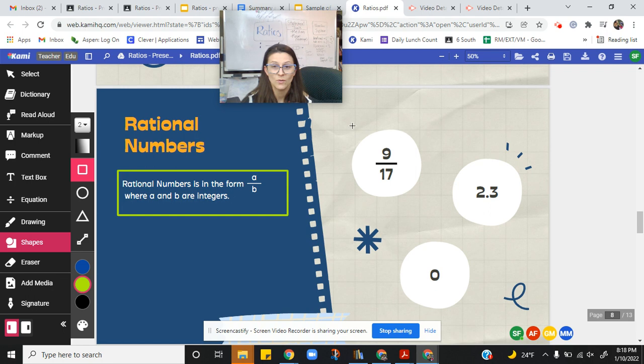So one ratio we have here is 9 to 17. This could be 9 cats to 17 dogs, or 9 cats to 17 animals. It could be part to part, which would be cats to dogs, or part to whole, which would be cats to all animals, if those cats were included in the animals. 2.3, 2 and 3 tenths, 2 and 3 tenths of a dollar, 230 pennies out of 100 pennies per dollar. Ways of thinking about the way these are ratios. They're comparing quantities.